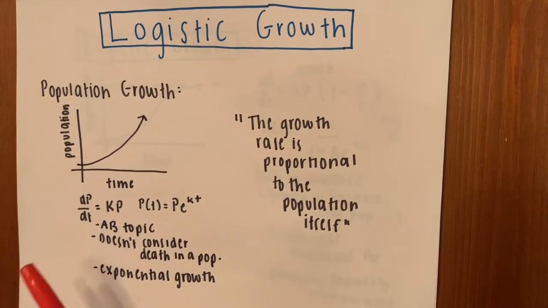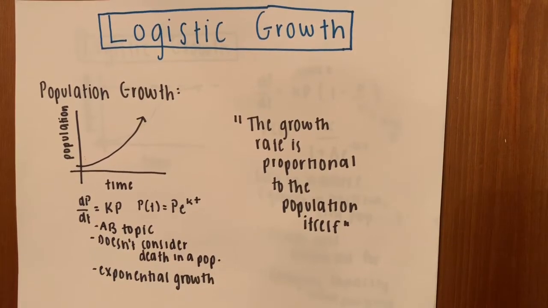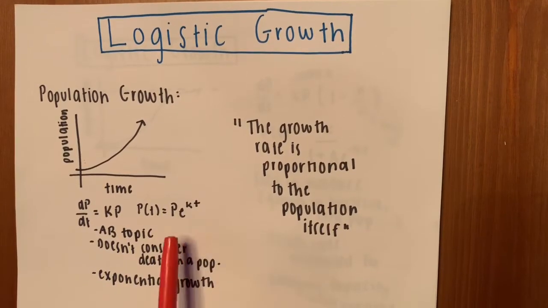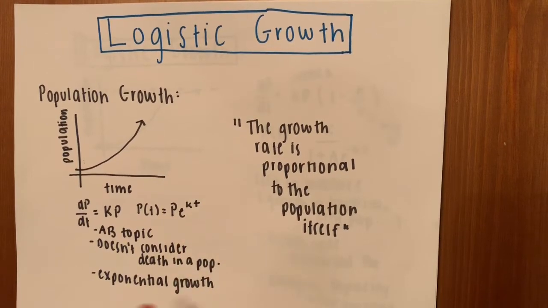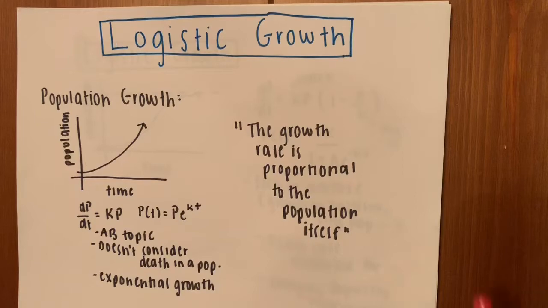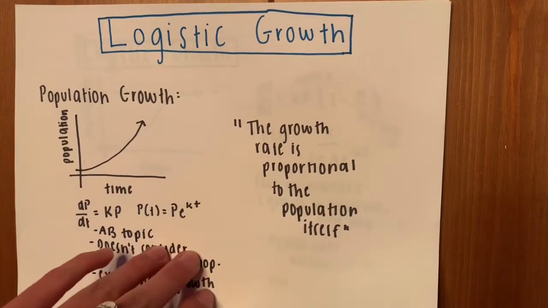And we learned that the differential equation to represent exponential growth was dP/dt is equal to some constant times the population. And the actual function was P(t) equals the initial population times e to the power of some constant of proportionality times the time. This was an AB topic. It didn't consider death in a population, and it was exponential. And we knew to use it when we heard the phrase, the growth rate is proportional to the population itself.